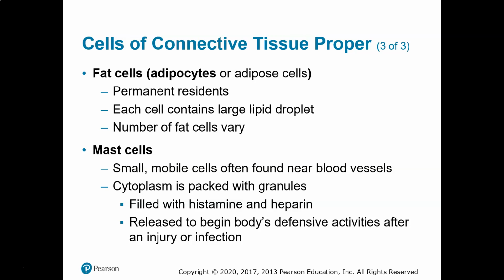Fat cells called adipocytes or adipose cells are also found in connective tissue proper. Fat cells just store fat, store lipids. Mast cells are small mobile cells. That means they can move. They're found near blood vessels. Their cytoplasm is packed with granules, and they release histamine and heparin in response to injury or infection, and those chemicals will trigger the immune system.